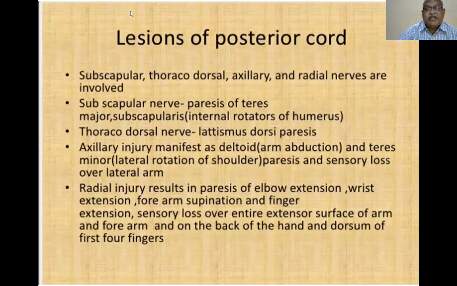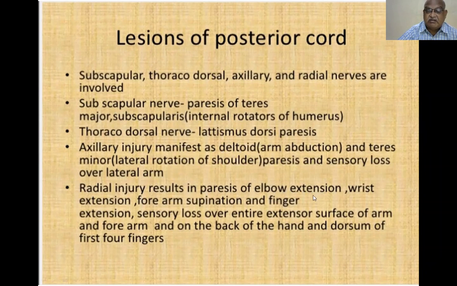Lesions of the posterior cord will cause all these signs and symptoms. Axillary nerve injury manifests as paresis of the deltoid, arm abduction, and teres minor, lateral rotation of the shoulder, and sensory loss, because the axillary nerve supplies the deltoid and teres minor. Radial nerve injury results in loss of elbow extension, wrist extension, forearm supination and finger extension, with sensory loss over the entire external surface of the arm and forearm, the back of the hand and the dorsum of the first four fingers.